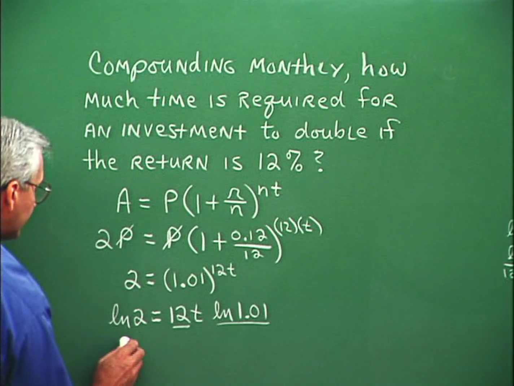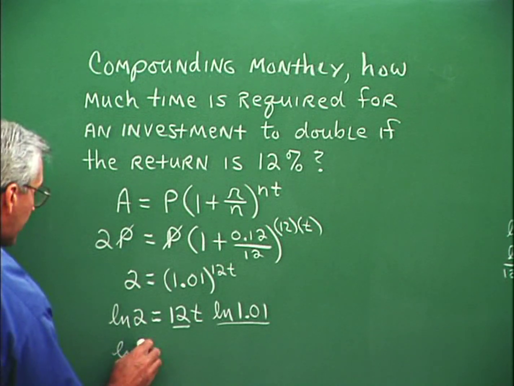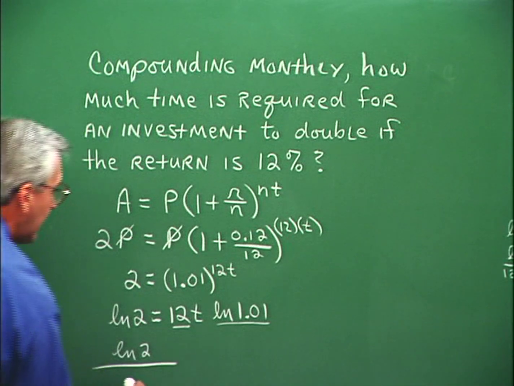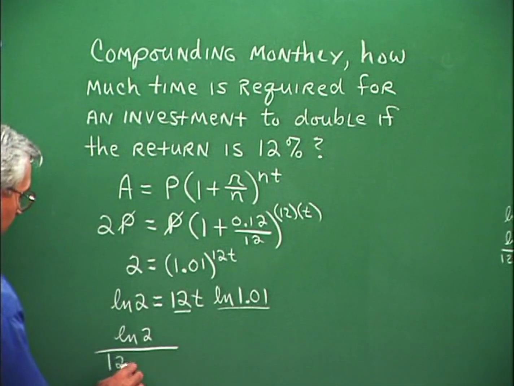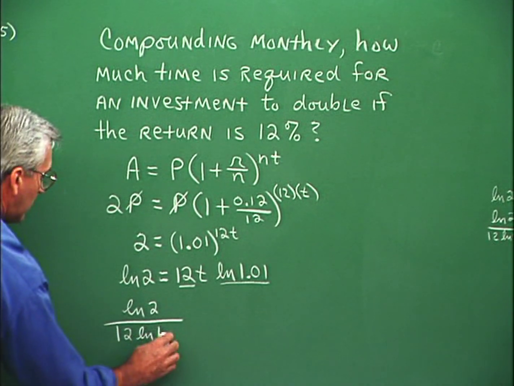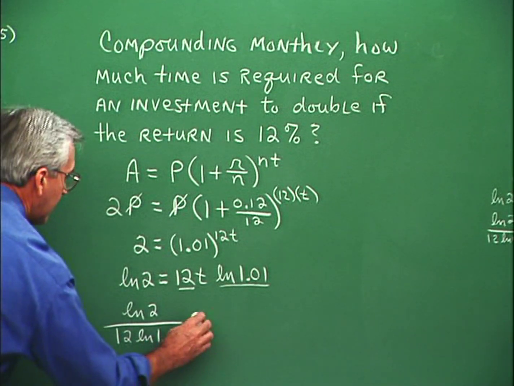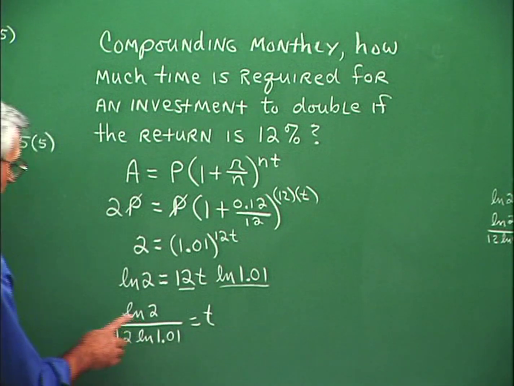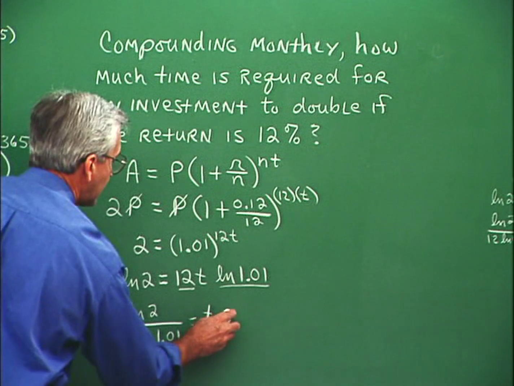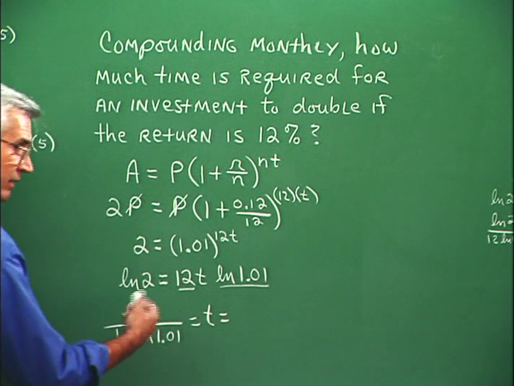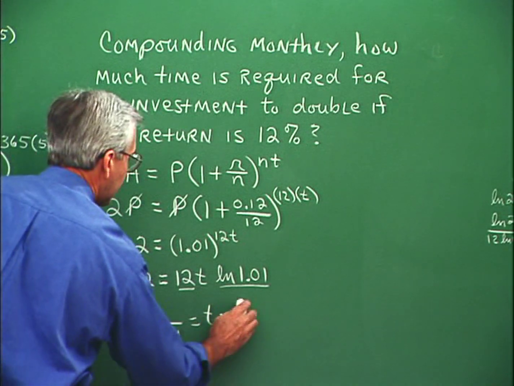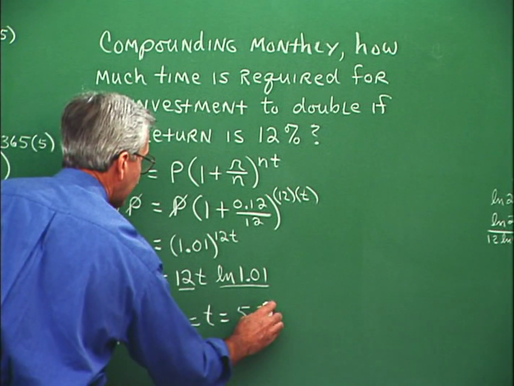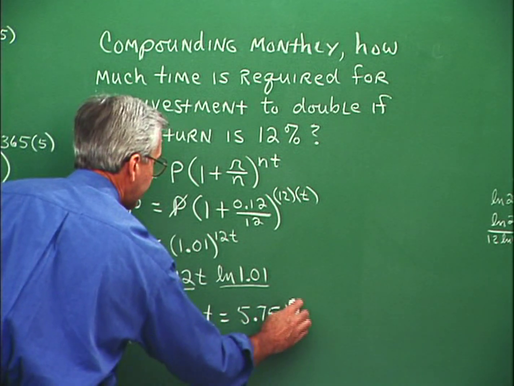to find t to be ln 2 divided by 12 ln 1.01. And when we punch the calculator on this, we find out that the time required for doubling the investment is 5.75 years.